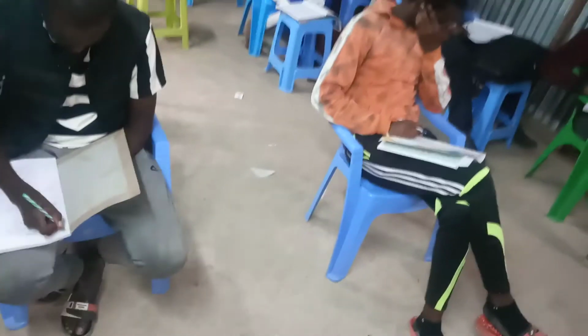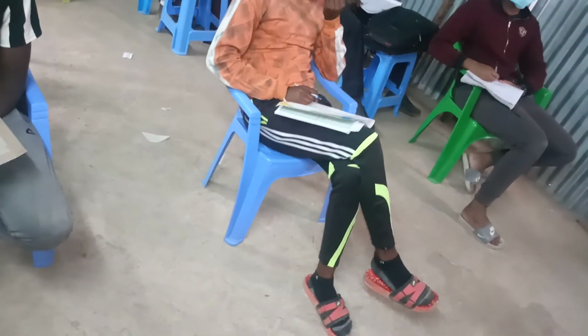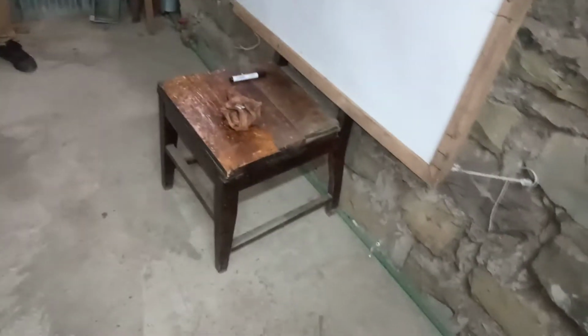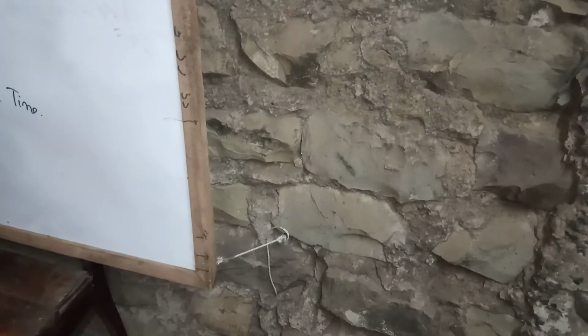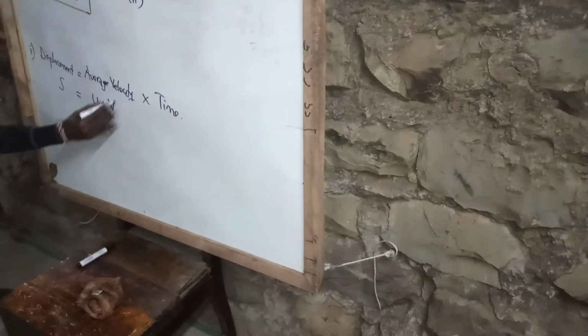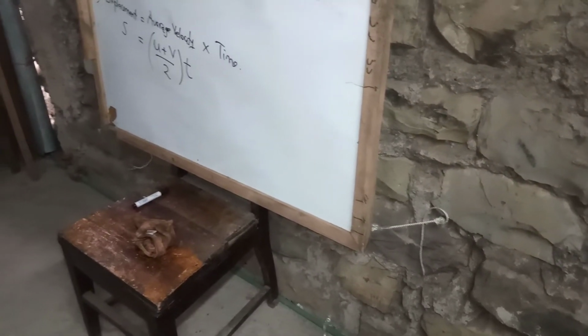Let's look at the third equation. There's 3 of them. So for the third, again, you begin with displacement. Displacement is equal to average velocity times time, and that led us to s is equal to u plus v over 2 times t.